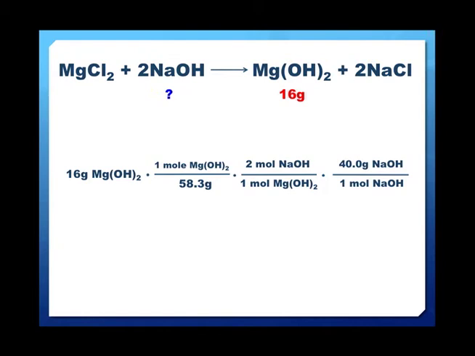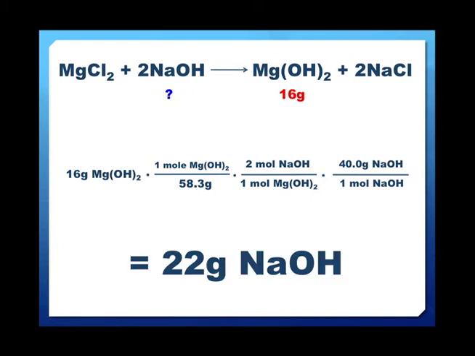Notice how all the units cancel precisely as desired because of the way we set up our conversion factors. Always check and make sure this is the case, because if the units don't end up the way you want them, you must have set these up incorrectly. Doing the math, we should get 22 grams of sodium hydroxide. This is useful information because now we know exactly what mass of the reactant we need to get the desired mass of product from this reaction.